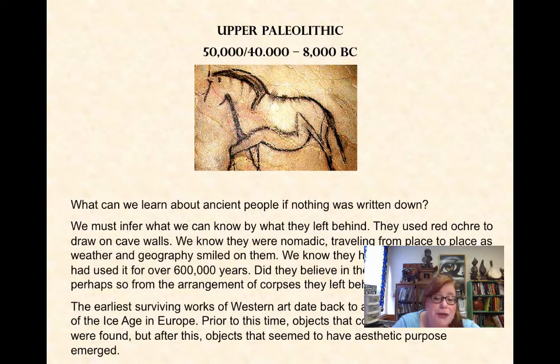We think from the way that people left their dead behind, the way they arranged corpses, what they put into the graves, that they did believe that there was some kind of afterlife, because maybe people are going to take these things with them into the afterlife. The earliest surviving works of Western art date back to about 30,000 BC, which was the end of the Ice Age in Europe. Prior to this time, objects that could be used as tools were found, but after this, objects that seem to have had aesthetic purpose, meaning for beauty, emerged.